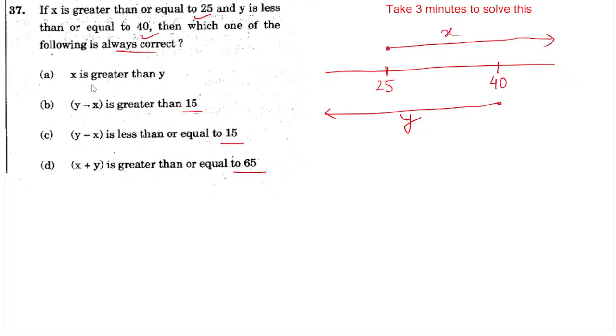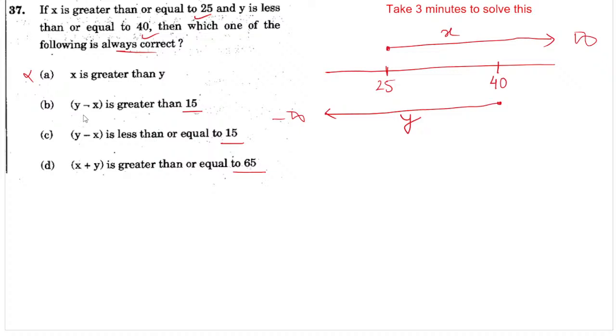So the first one is x is greater than y. We cannot say that. x is somewhere between 25 and plus infinity, and y is somewhere between 40 and minus infinity. So we cannot clearly say which is greater. I mean, x can be 26 and y can be 39. In that case, x is not greater than y. So clearly option A is wrong.